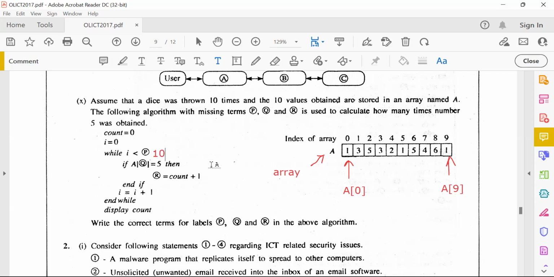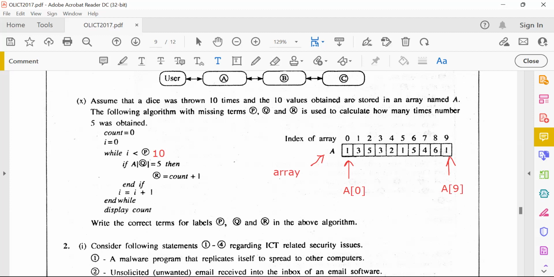Why 10? Because for 0 you should go. You are checking whether A0 is 5. Then 1 should go, 2 should go, 9 should go. When you have 10, we check whether 10 is less than 10. No, it will come out, which prints up to A9. So the P is 10.